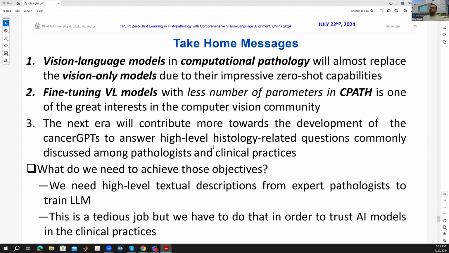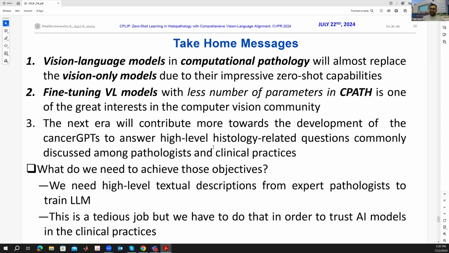A couple of take home messages are here for the CPath community. Vision language models in computational pathology will almost replace the vision only models due to their impressive zero shot capabilities. This is one of our take home messages I would like to give to the computational pathology community, because all models or all developments are going toward vision language modeling in computer vision. And you will see in the next decade, or maybe in the upcoming 3 to 5 years, that vision language modeling will replace the vision-based foundation models only.